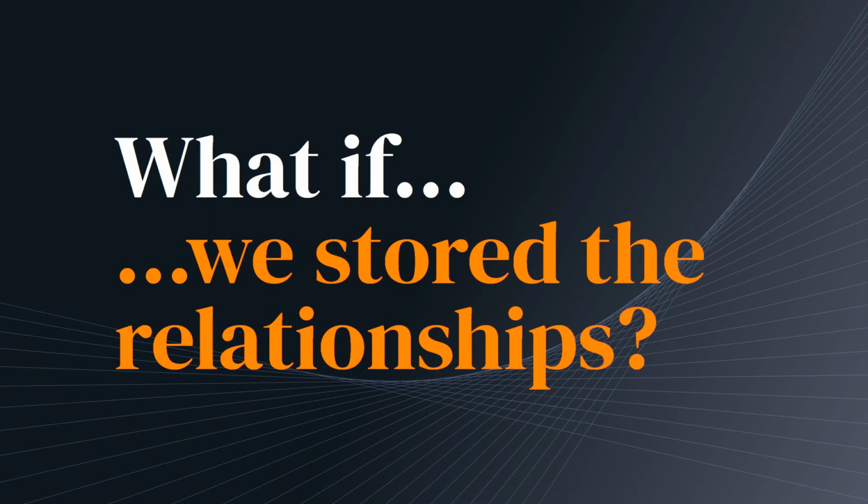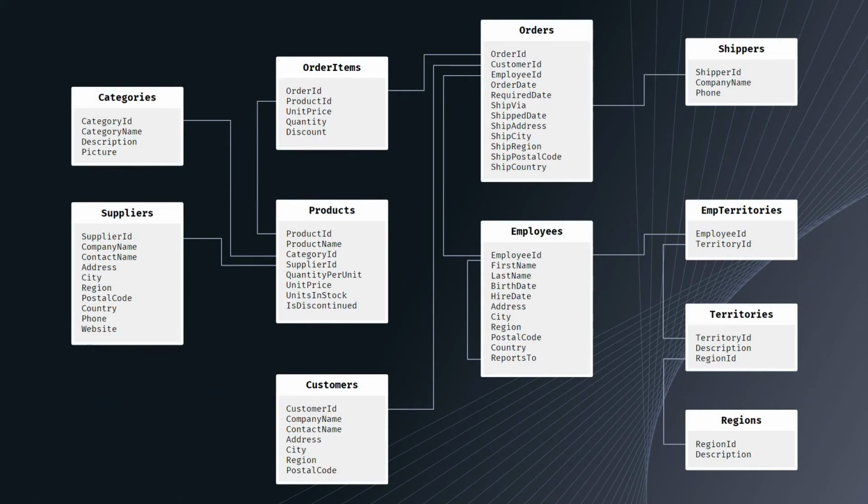So how would it work out if we did this? If speed and value both can come from storing the relationships in our data, what would our schema look like if we had the relationships in there too? Let's try it out. I'll assume for this you're familiar with relational database schemas. And so let's start off with the schema for the Northwind database.